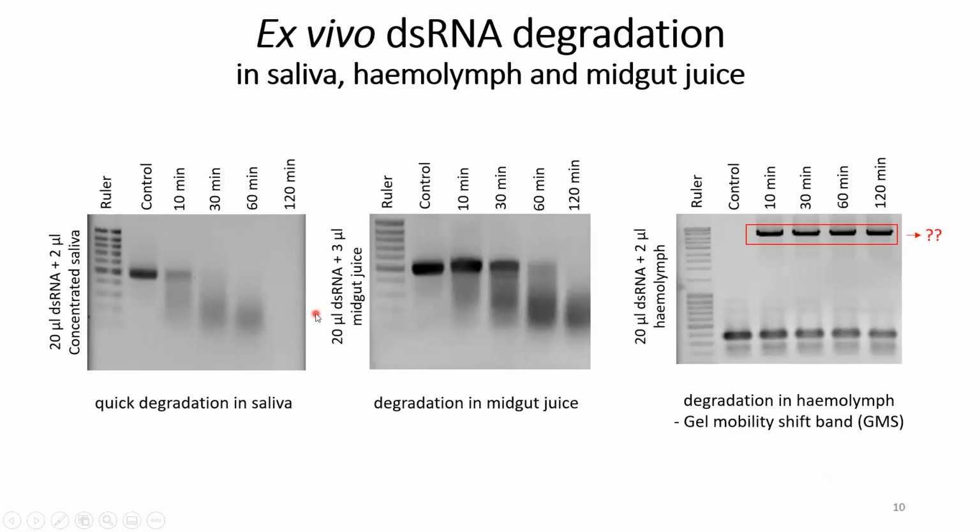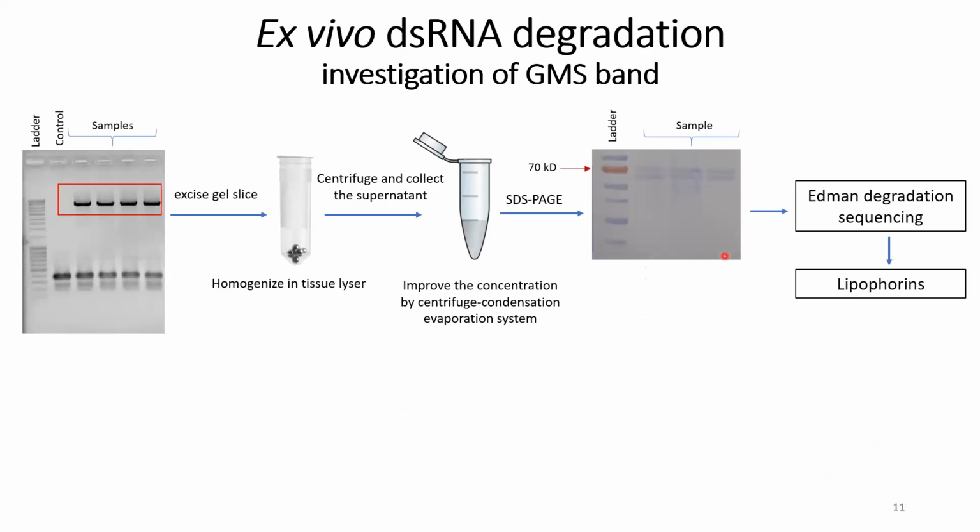So here we can see that the dsRNA degradation activity is high in saliva compared to the midgut juice, and you can see that after 10 minutes the dsRNA starts degrading. And in the midgut juice also there is a degradation, but relatively lower than the saliva. On the other hand, in hemolymph, most of the dsRNA stays intact, but we also saw a band with a higher size. And this is something we didn't know, and there's a possibility that a protein might have bound with the dsRNA. So here we try to identify the protein.